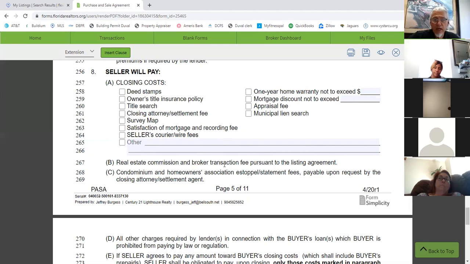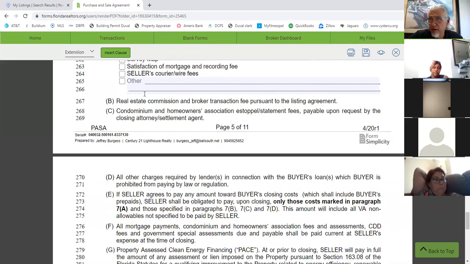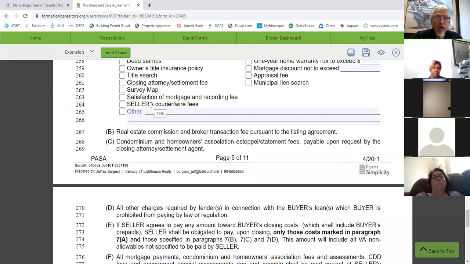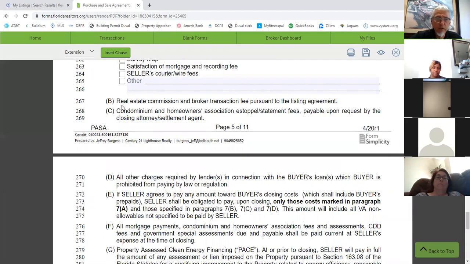Real estate commission, brokerage fees, brokerage transaction fee pursuant to the listing agreement. Okay, that's what the seller's paying. Okay. Why would the seller pay for the appraisal? Because that's an option. And usually they won't. Usually they won't. That's what I thought.